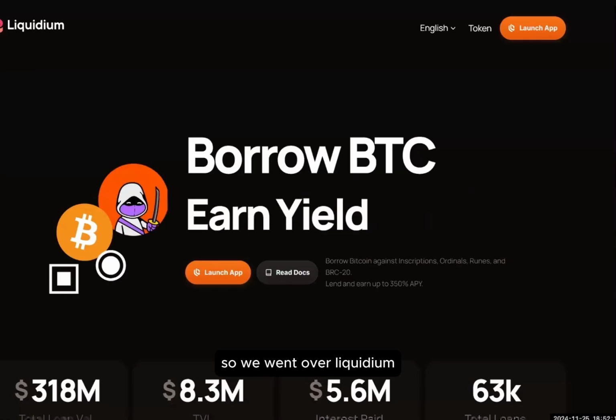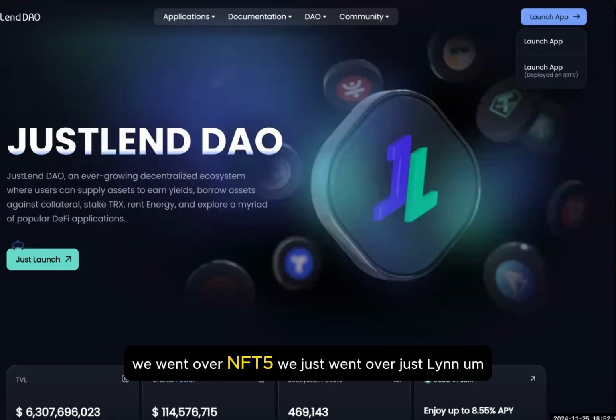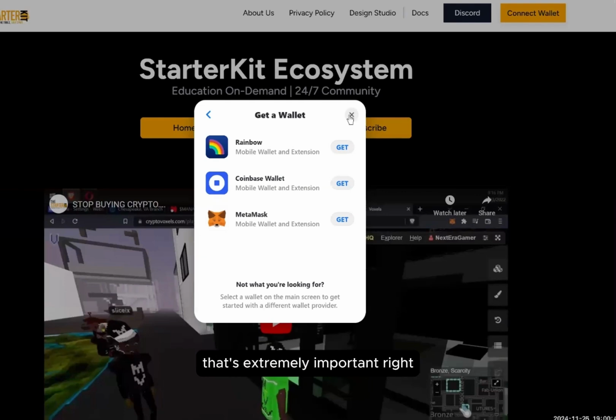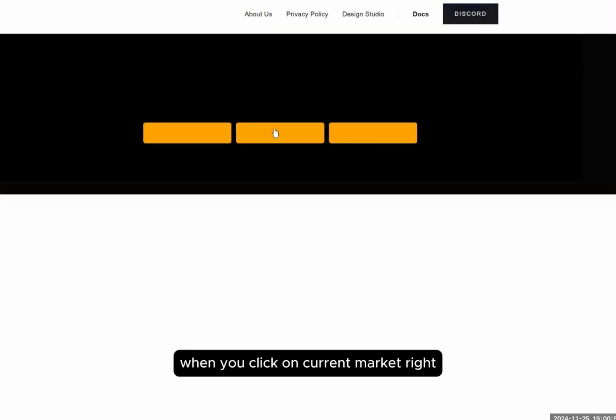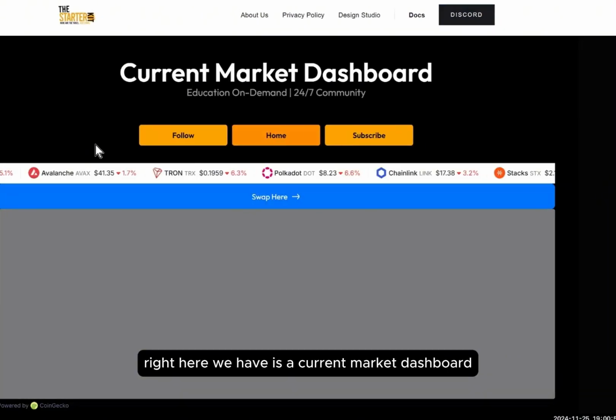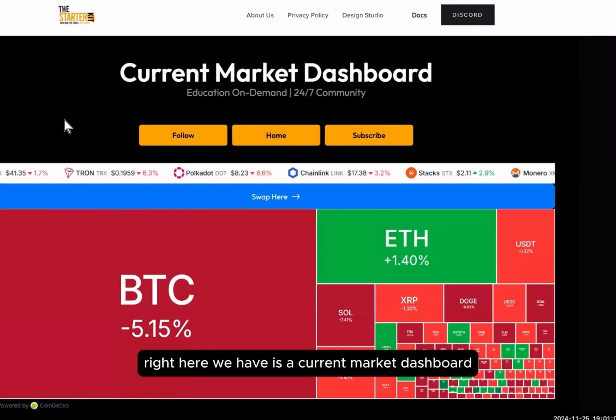So we went over Liquidium, we went over NFTfi, we just went over JustLend. Before we get out of here, this is extremely important, right? This site that I gave y'all, Get Started Kit, when you go to this site, there's a tab here that says current market. When you click on current market, what we have is a current market dashboard.